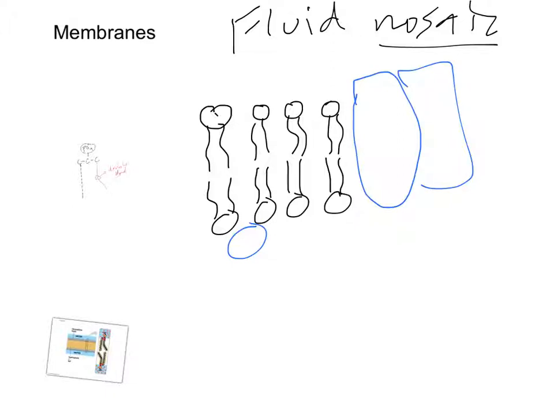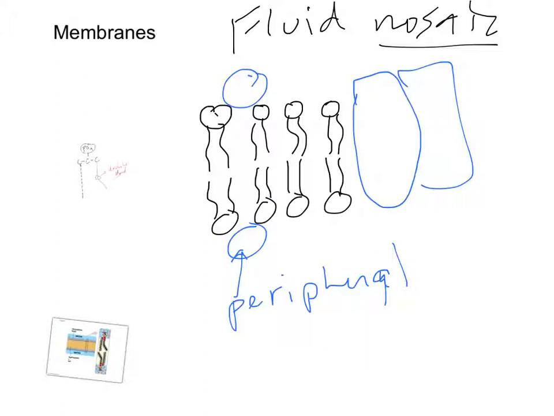And then also you have proteins that are on the periphery. These are peripheral proteins. They could be on the cytoplasmic side or on the extracellular face of the membrane. Questions on the fluid mosaic model by itself?